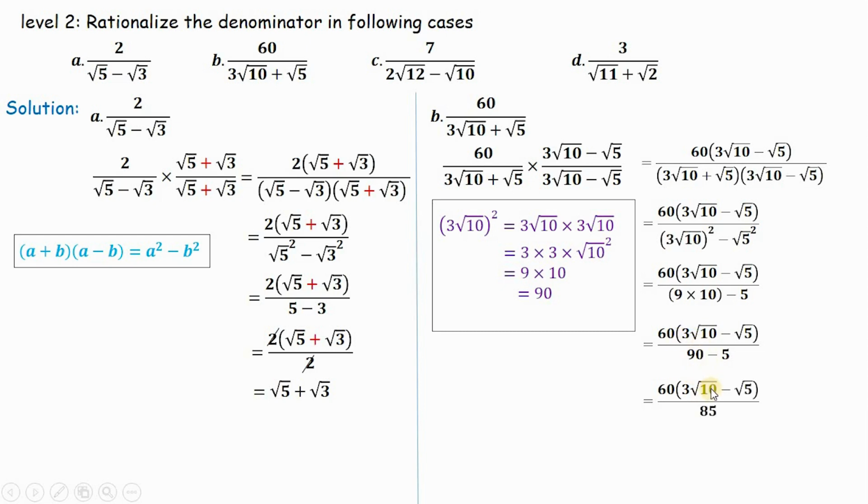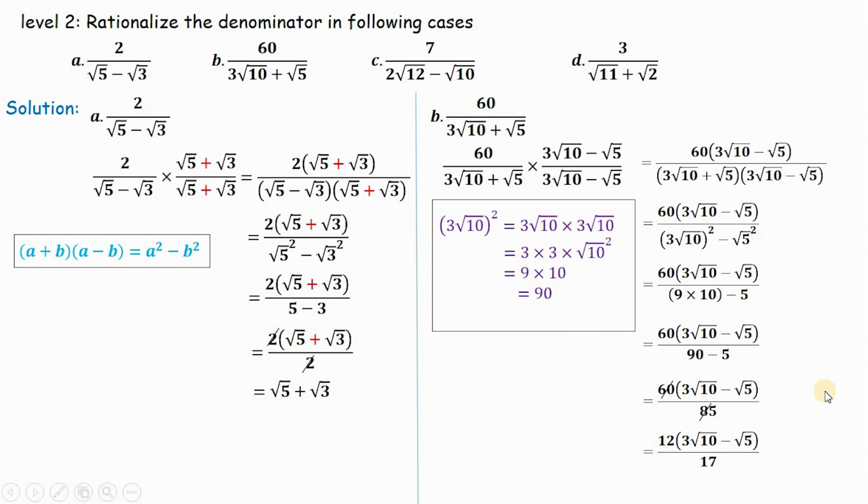And we'll again copy the numerator, and 90 minus 5 is 85. Since 60 and 85 have a common factor 5, we'll divide both 60 and 85 by 5. So you'll get 5 into 12 is 60, and we'll write all the numbers in the bracket here, and 5 into 17 is 85. Now here we cannot reduce it further, therefore this is our required answer. And here also you will see that the denominator is a rational number, hence we have rationalized the 60 by 3 root 10 plus root 5.